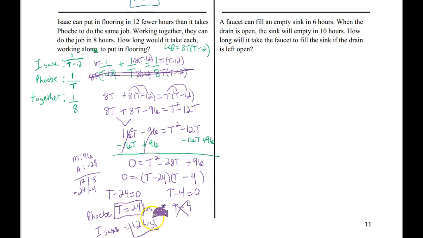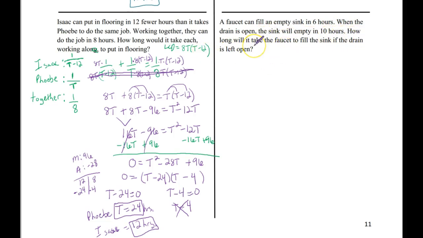And now, let's look at one more. This one is about a faucet filling up a container and draining. So it says a faucet can fill an empty sink in 6 hours. When the drain is open, the sink will empty in 10 hours. How long will it take the faucet to fill the sink if the drain is left open?